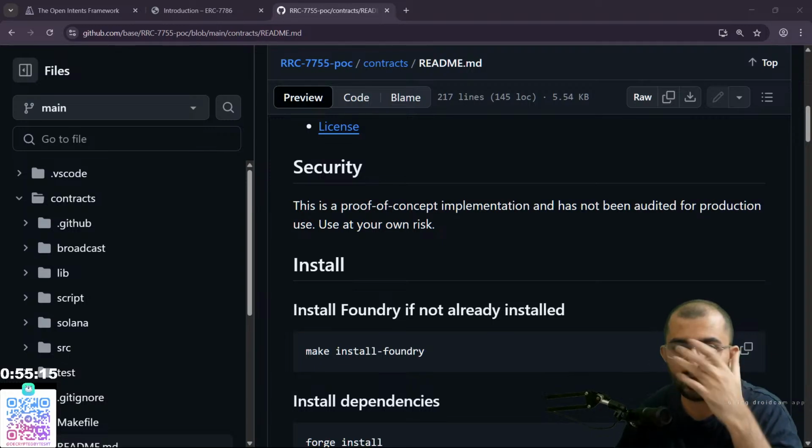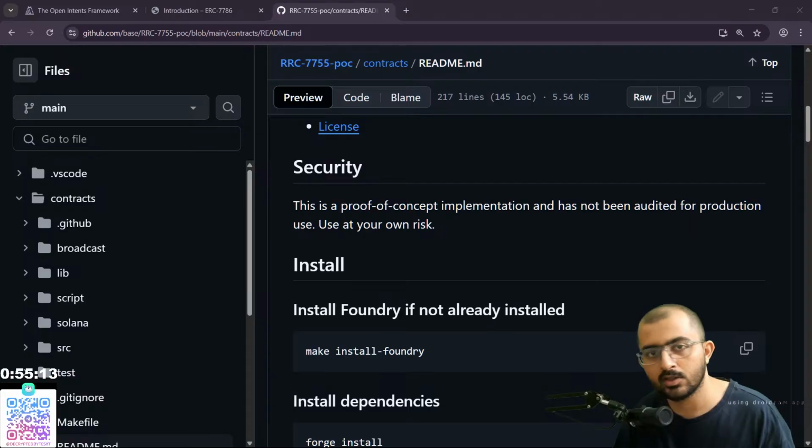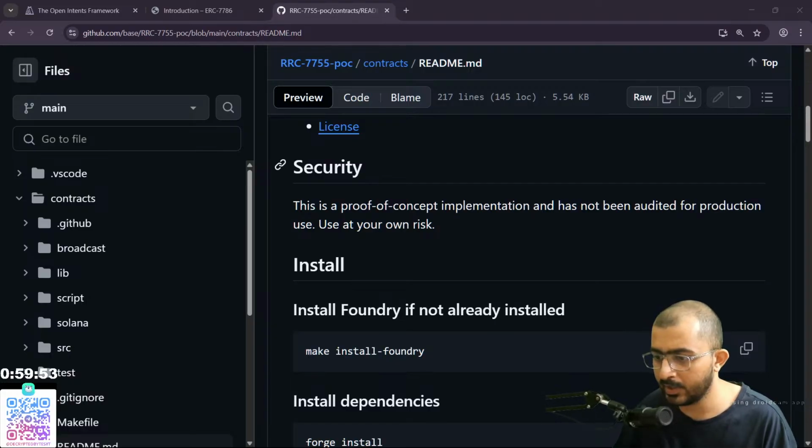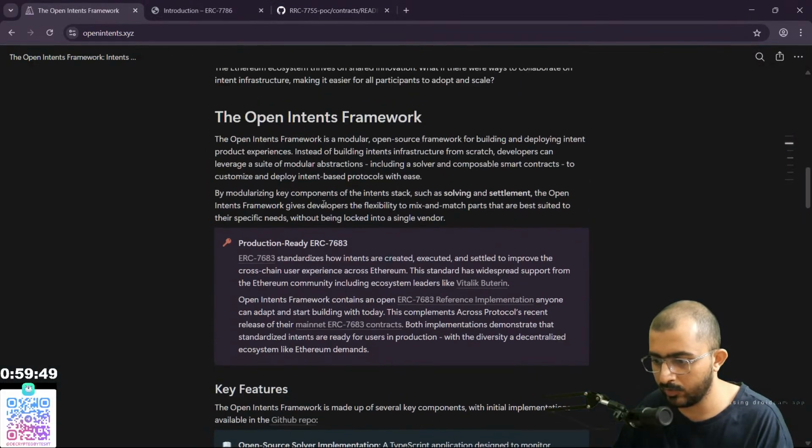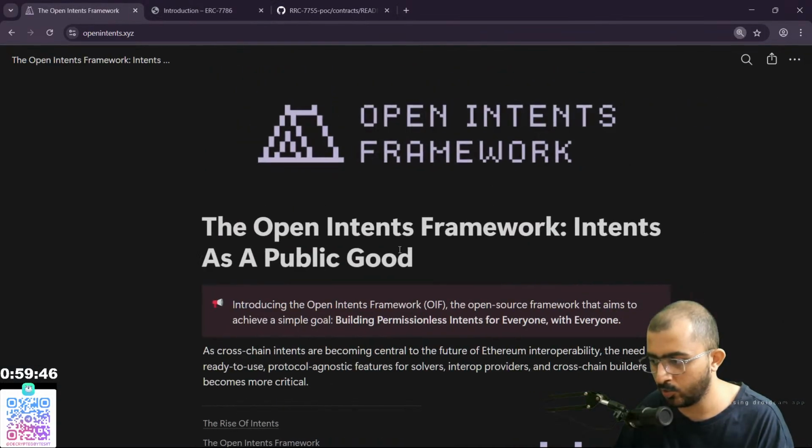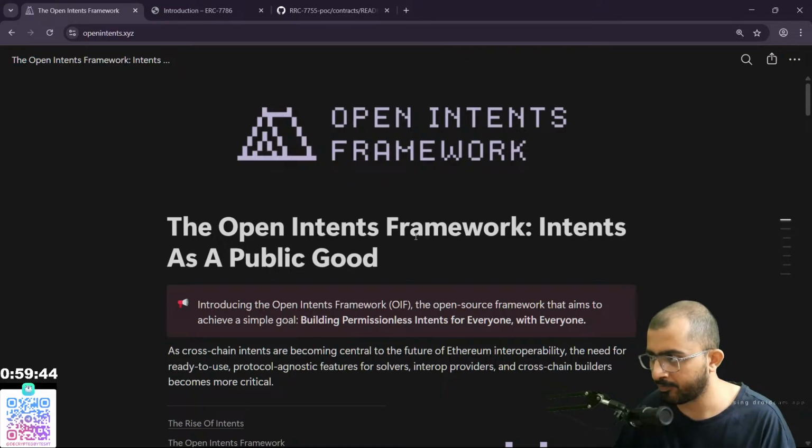Yes. So hello everyone, this is the first stream of the intent acceleration series, and we are going to talk about the open intent framework and all the EIPs that come with it. Right now, yes, we can check this. Let me zoom in, and this is the framework I'm talking about.